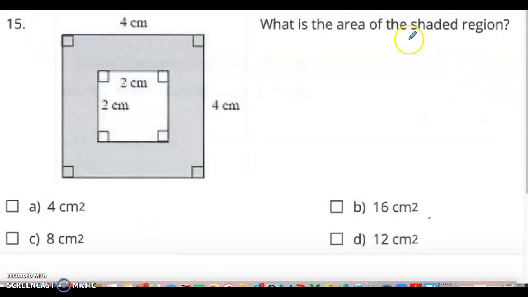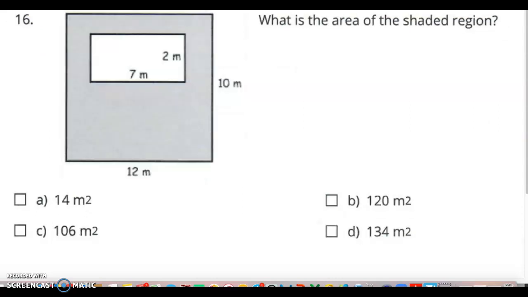Okay, the shaded region. To find the area of the shaded region, you find the area of the whole entire square, which would be 4 times 4, and you subtract the area of the inner square, which is length of 2 and width of 2. So you find the area of both squares and then subtract your answers.